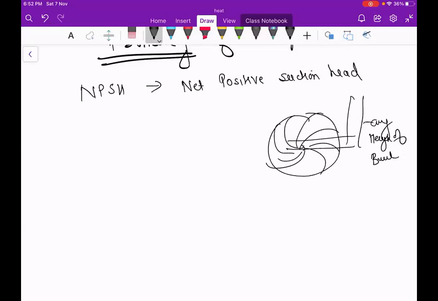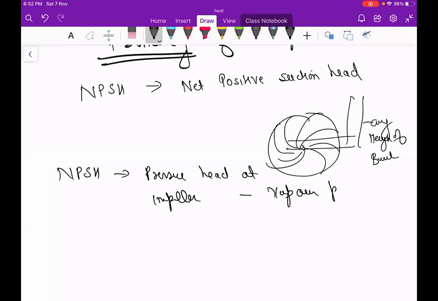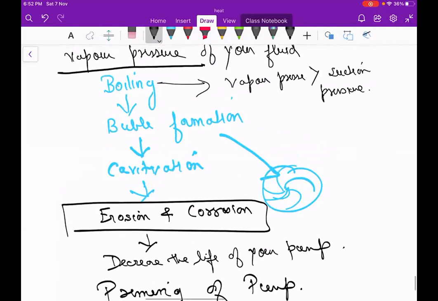Okay. So what is the actual meaning of NPSH? It is the pressure head at the impeller, minus vapor pressure head, plus velocity head. Okay, so this is happening there.